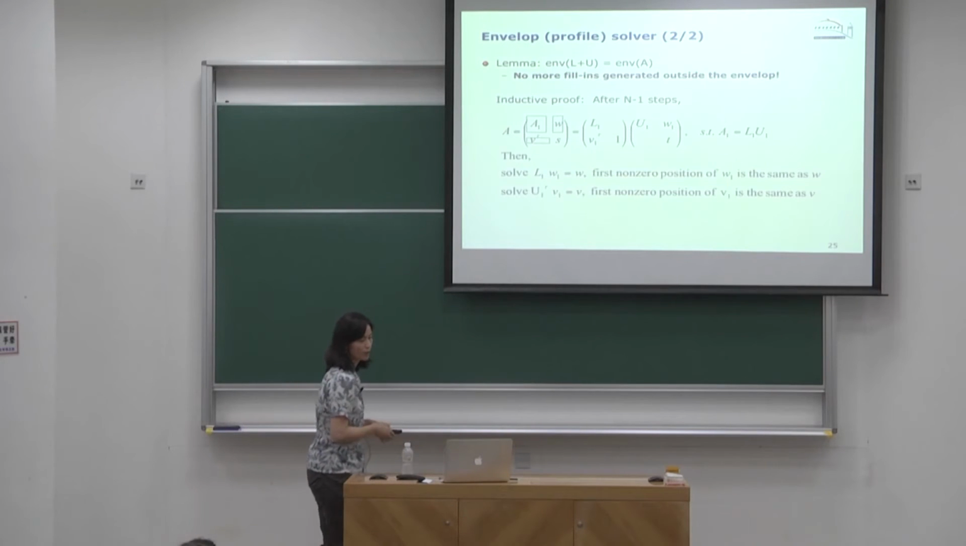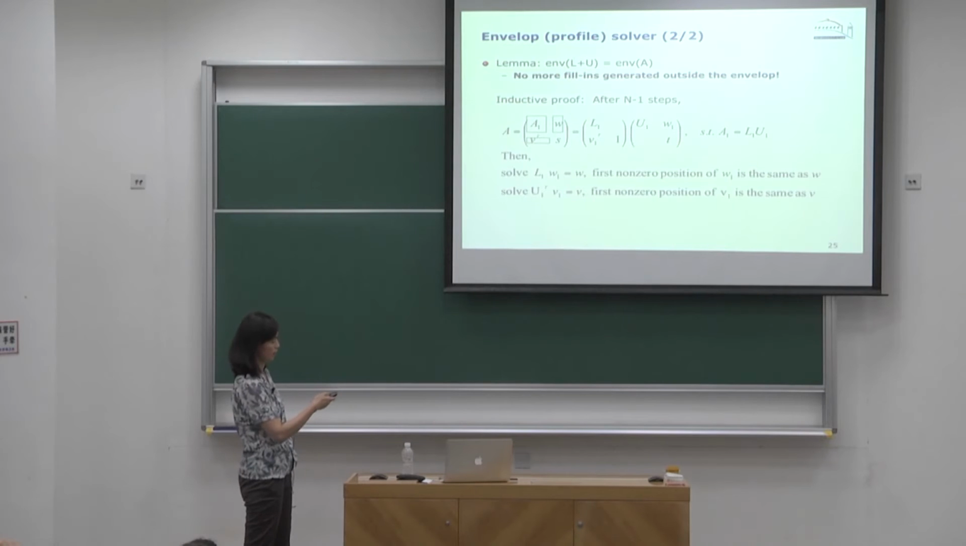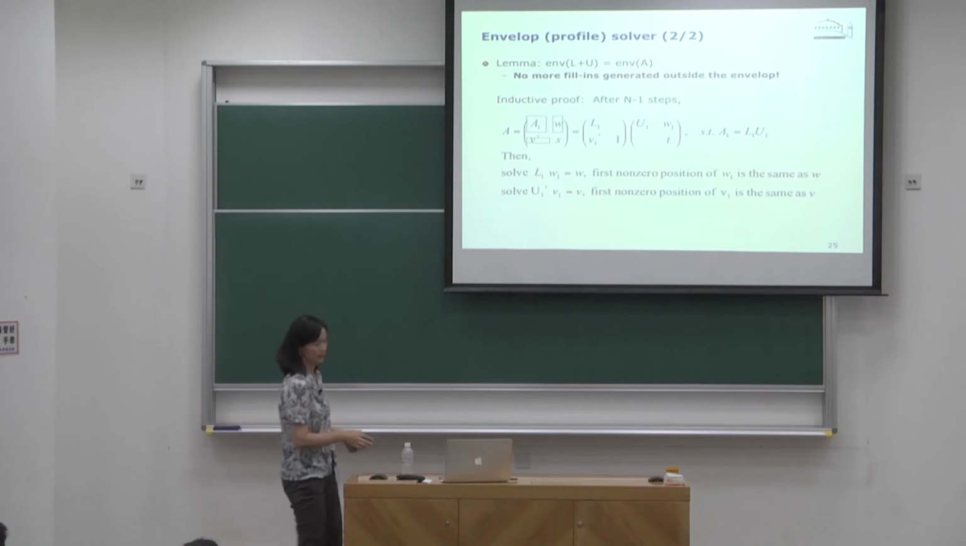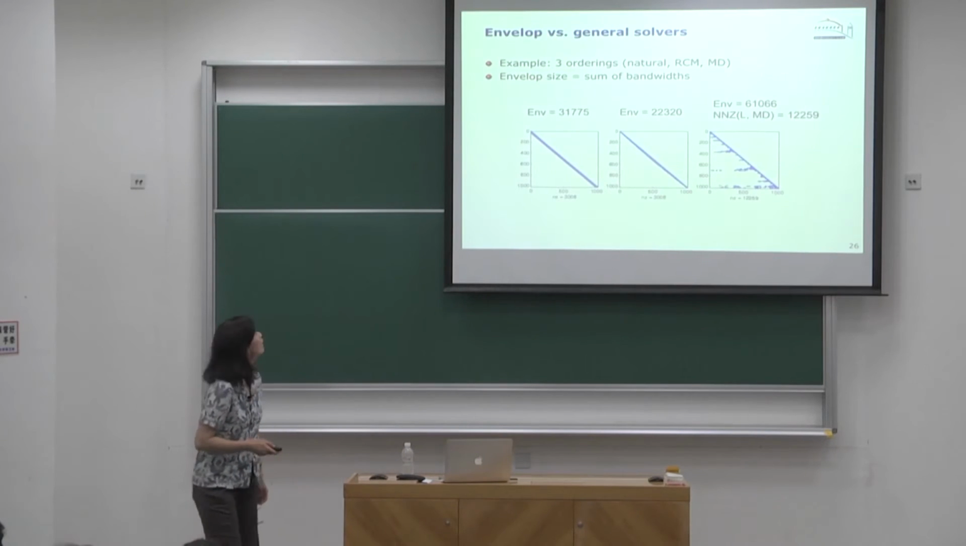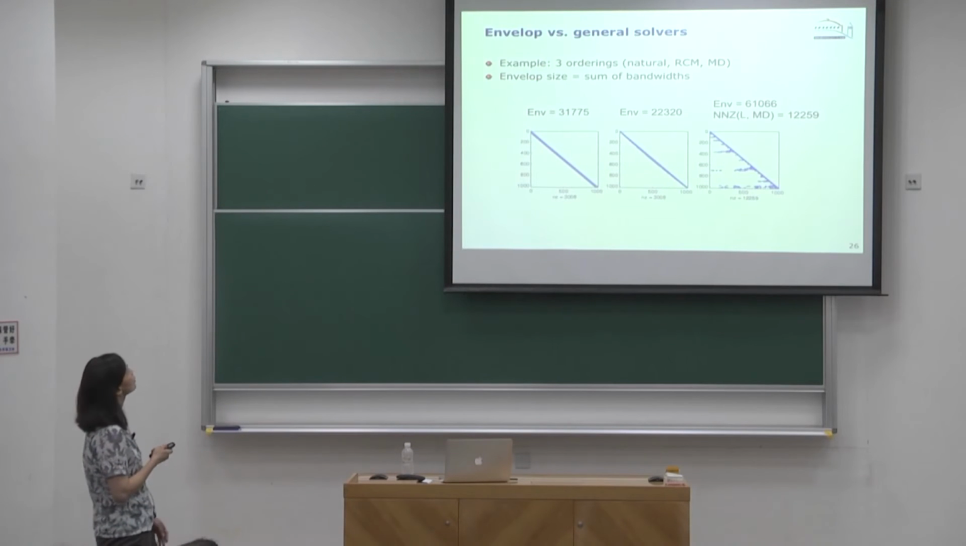So this is one property: the envelope of L plus U is actually the same as the envelope of A for Gaussian elimination. You can think about this afterwards as homework. So the thing is, we can think about an envelope versus general solvers.